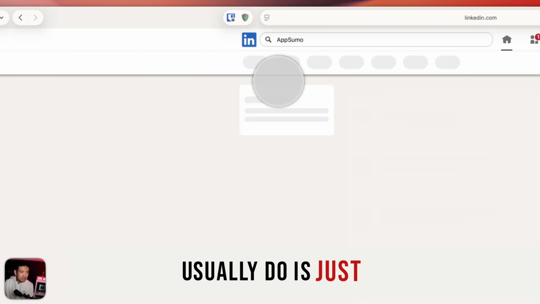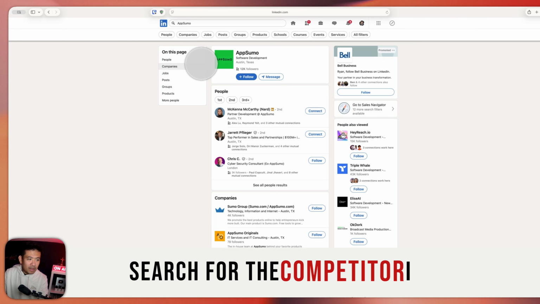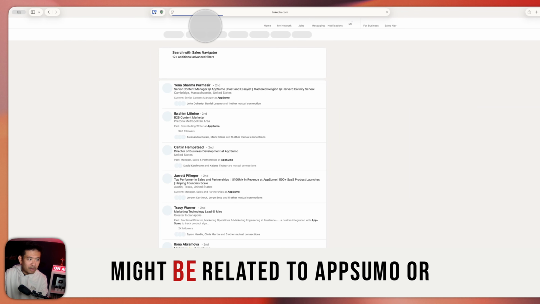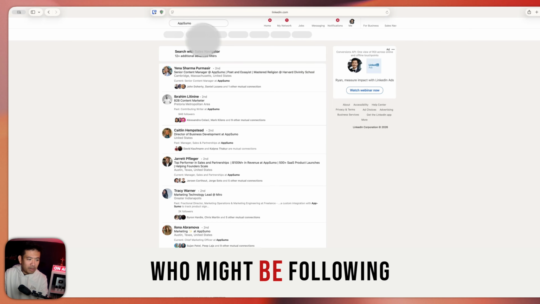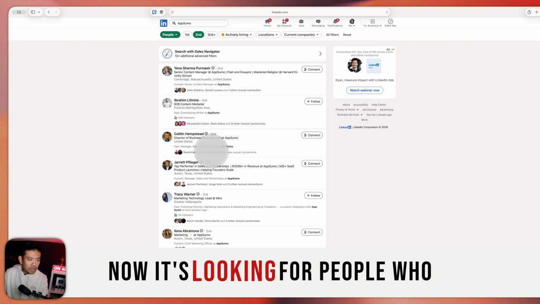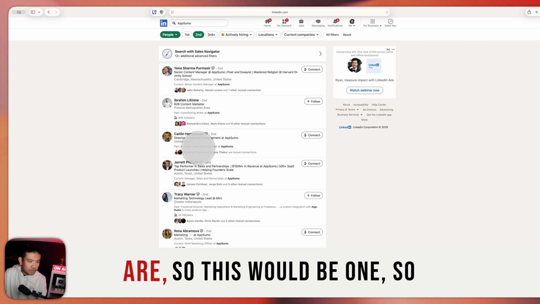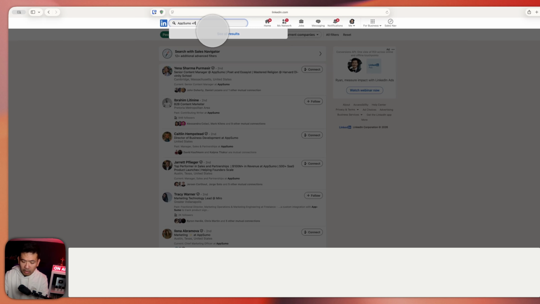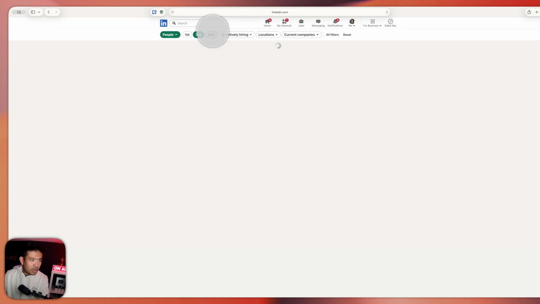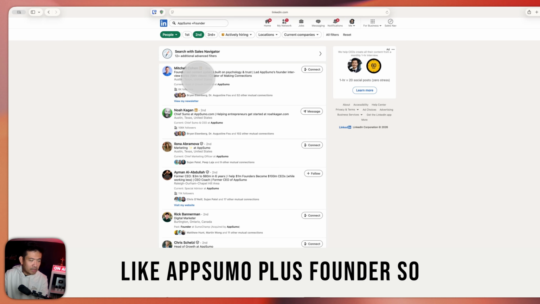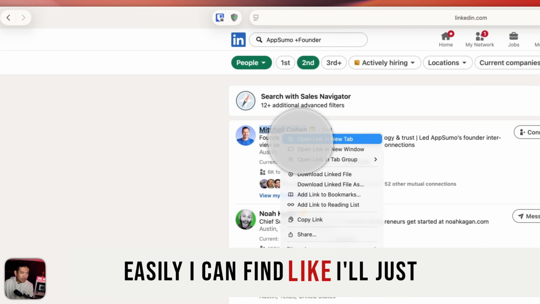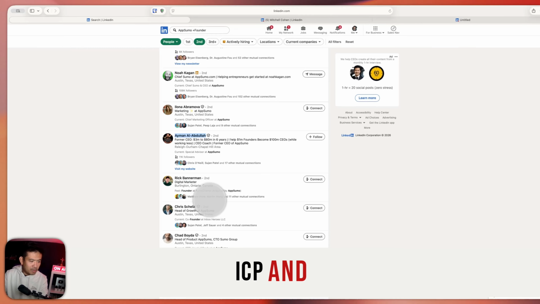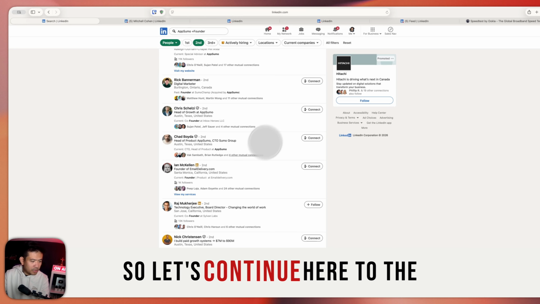What I usually do is search for the competitor page, and look into the second-degree people who might be related to AppSumo or who might be following AppSumo. You want to exclude people who are currently working at AppSumo, and add another Boolean search like AppSumo plus founder. Then I just look at whether they might be in my ICP.